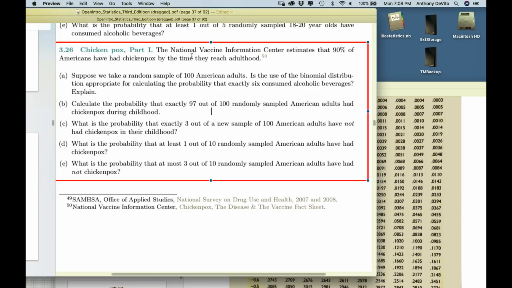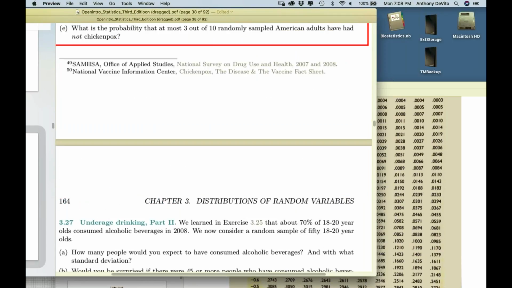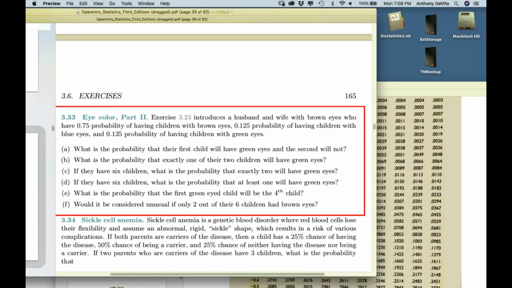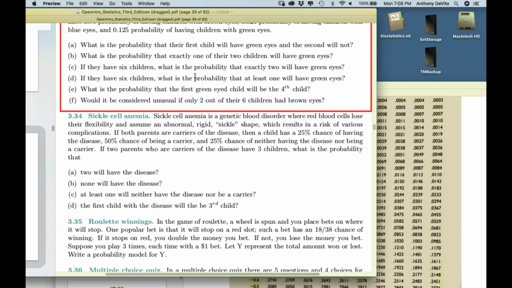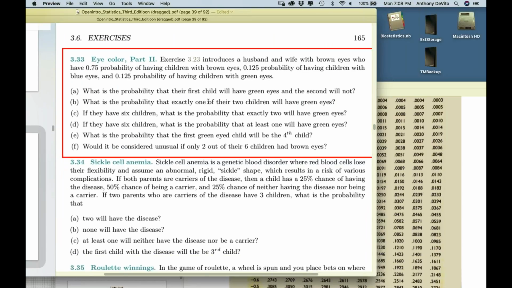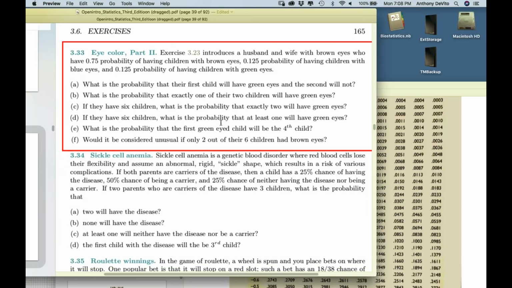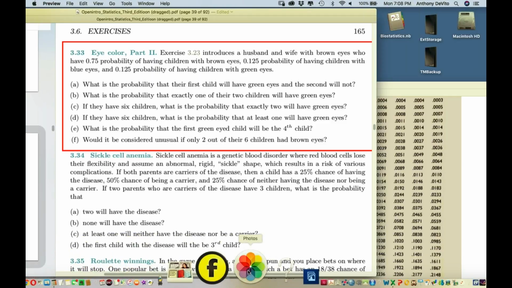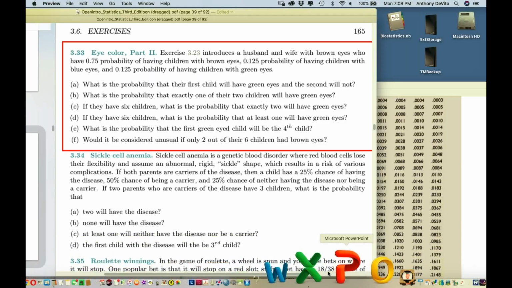So what do we know there? We know what our success is going to be: yes, they say they had chickenpox. We know what our trial size is going to be: 100 people we're going to sample. And we know the probability that any individual in this population has had chickenpox or a vaccine is 90%. So we know the three things that we need for the binomial distribution in Excel. So I'm going to go ahead and open Excel.